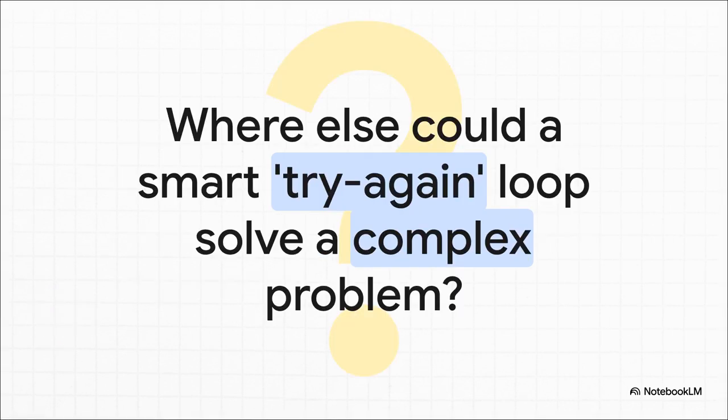And that just leaves us with one final thought. This try again until it's right logic is just so incredibly powerful. It makes you wonder, where else in the world of development could a smart recursive loop just like this one be used to solve another complex, unpredictable problem? It's definitely something to think about.